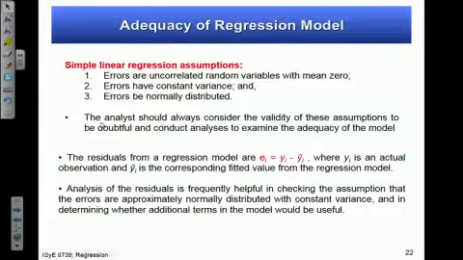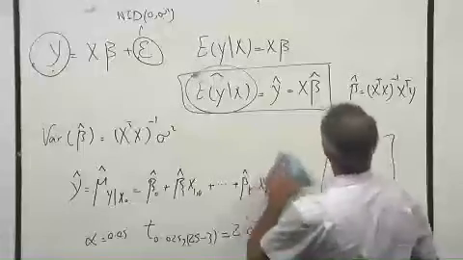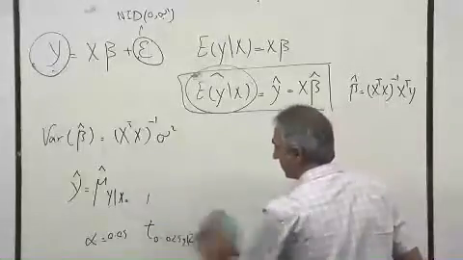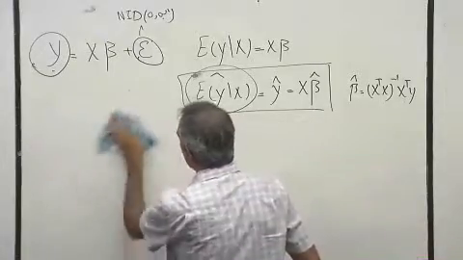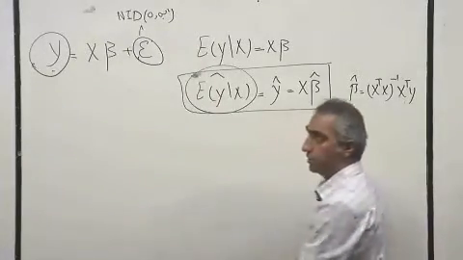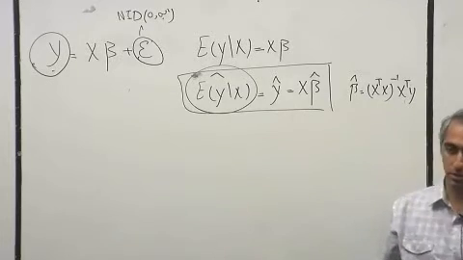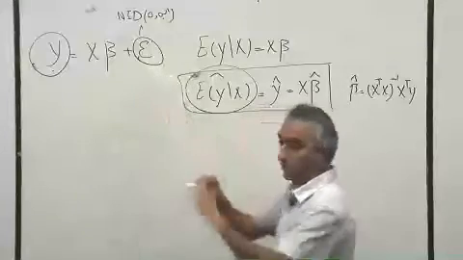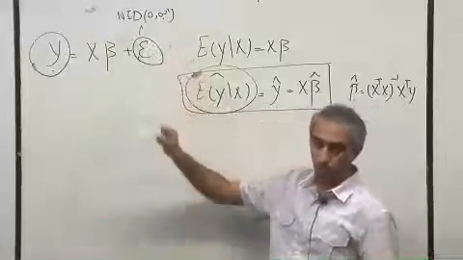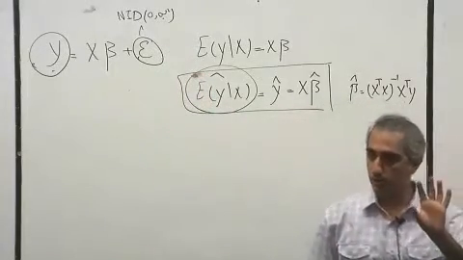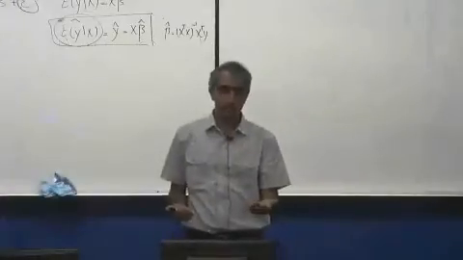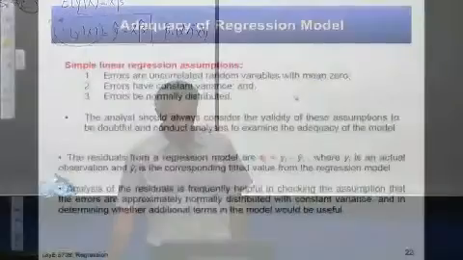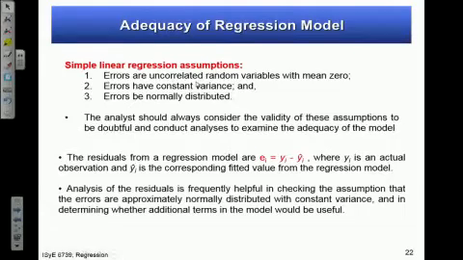Okay. So now, let's see. These are the assumptions that we had for simple linear regression or multiple regression. Errors are uncorrelated random variables with mean 0. Okay, sometimes we say if you want to do the confidence interval, it should be normal. If we just want point estimates, we don't need the normality assumption. Okay, so either uncorrelated or NID.